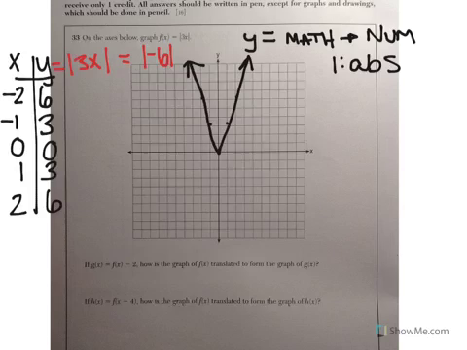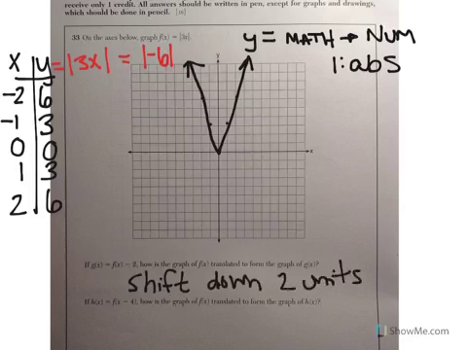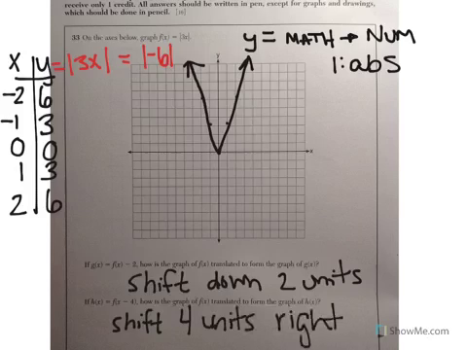If g of x equals f of x minus 2, how is the graph of f of x translated to form the graph of g of x? Well, if you remember your rules, you're subtracting 2 at the end. That means it's going to shift down 2 units. It's a vertical shift down. If it's inside the parentheses, like h of x, so it's f of parentheses x minus 4, that's a horizontal shift, and in this case it's going to shift 4 units to the right.